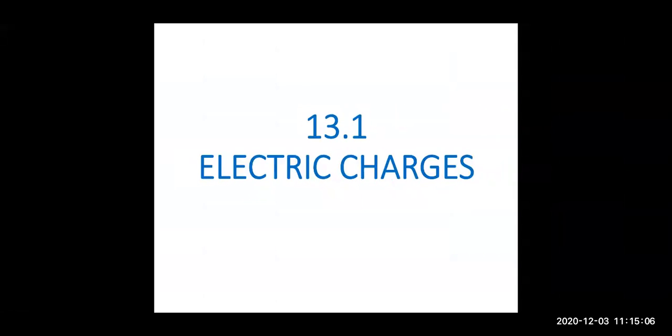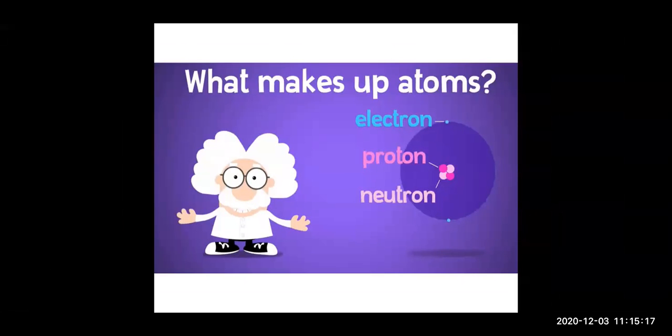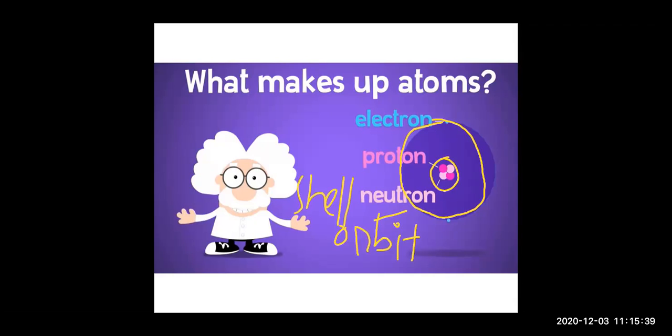So let's start with 13.1 electric charges, which is on page number 211. So children, we know that atom is made up of protons and neutrons in the nucleus, which are present in the center, right? And around this nucleus in an orbit, or you can also call it a shell, the electrons are revolving around the nucleus.